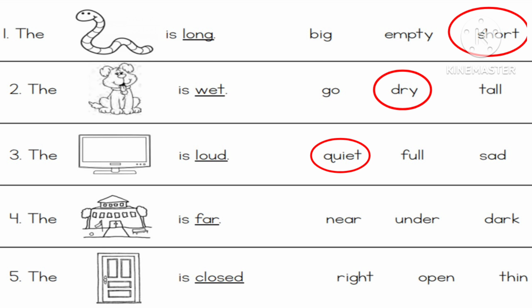4. The school is far. What is the opposite of far? Great job. The answer is near. 5. The door is closed. What is the opposite of closed? Excellent. The answer is open.